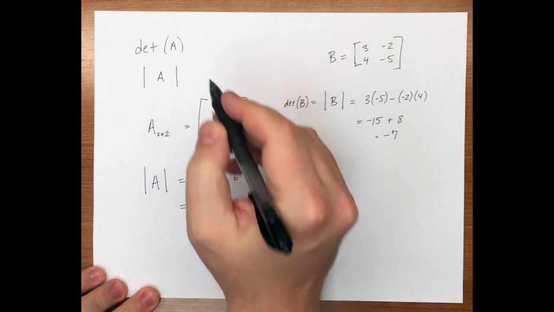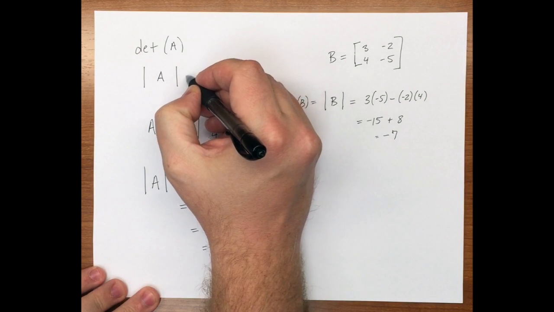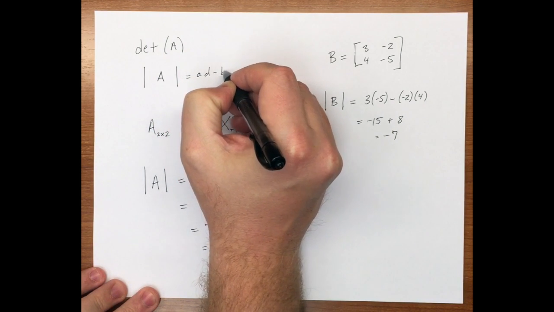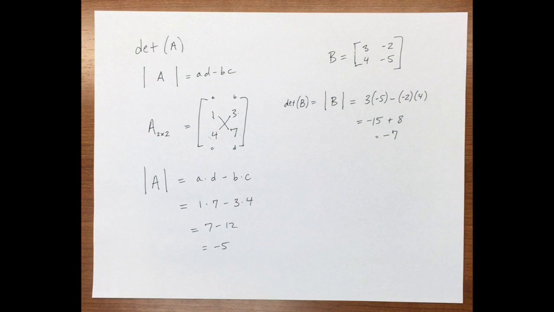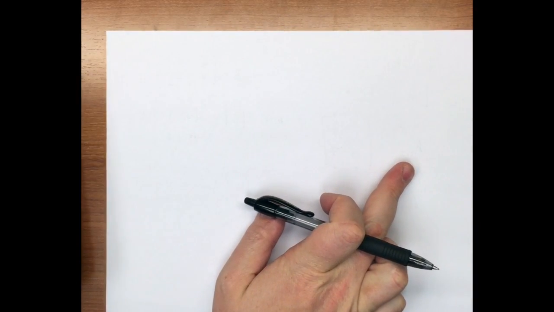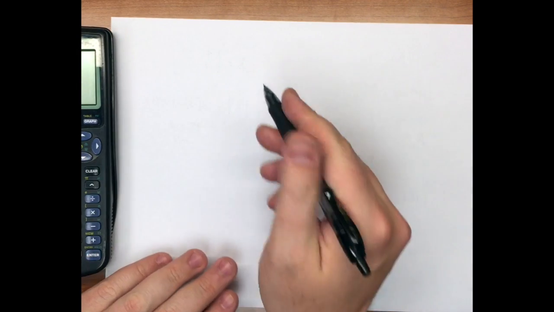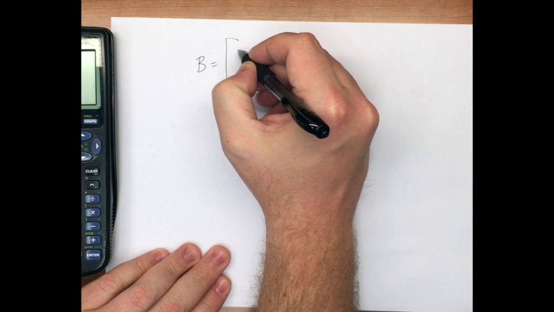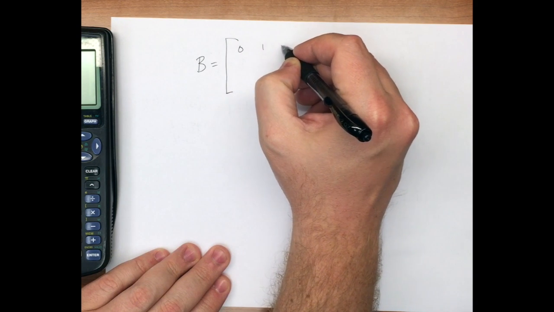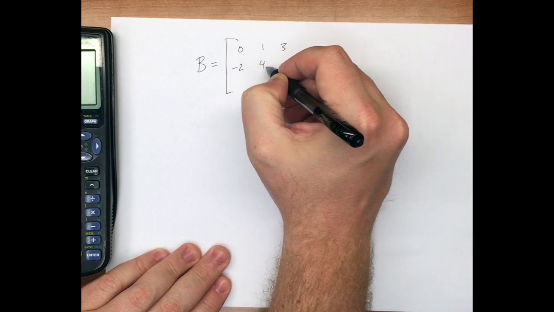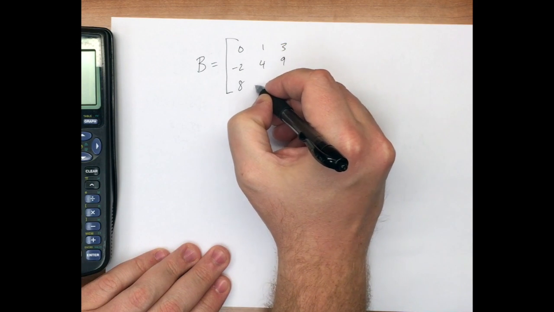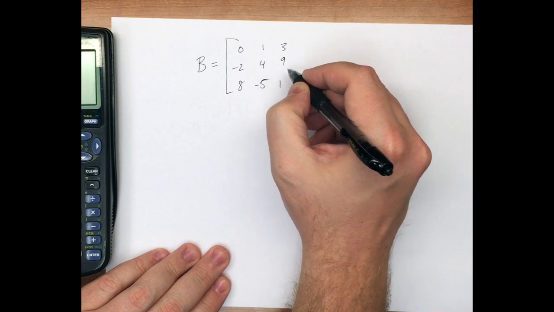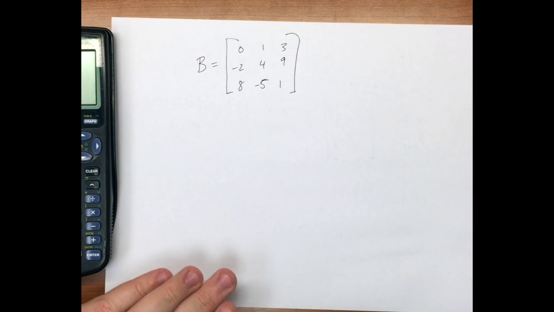We're going to say if A is, the determinant of A would look like AD minus BC in general. Now, when we have matrices that are bigger than 2x2, we're going to use our calculators to help us find these determinants. So let's say, for example, we have the matrix B, which is going to be a 3x3 matrix, and it looks like 0, 1, 3, negative 2, 4, 9, 8, negative 5, and 1. So there's our matrix B.